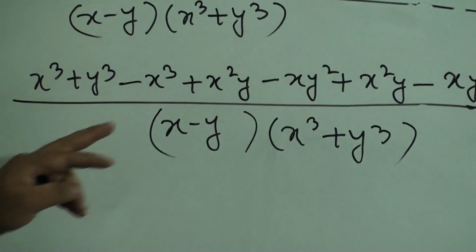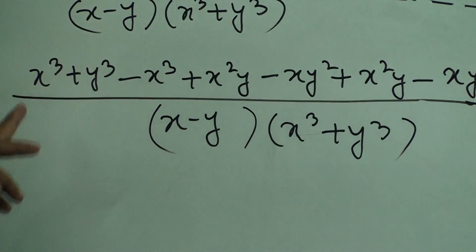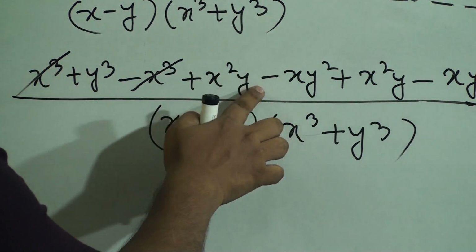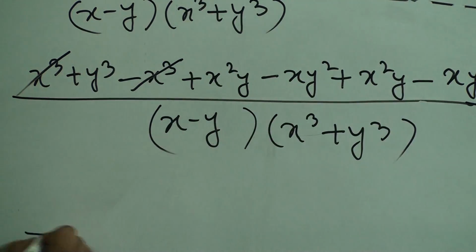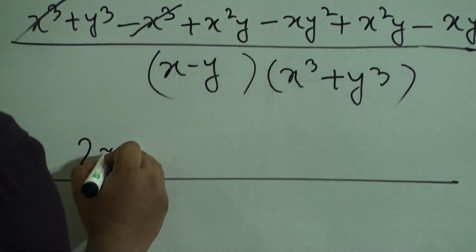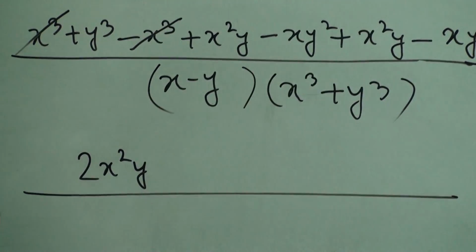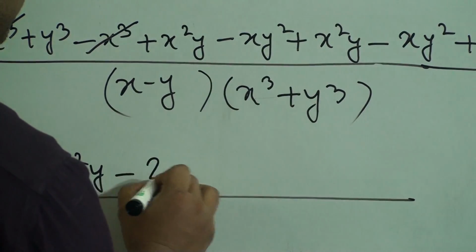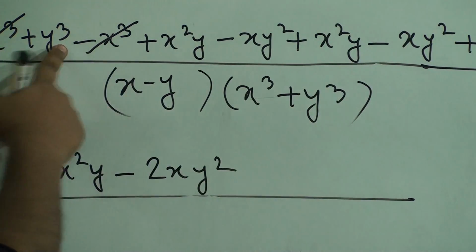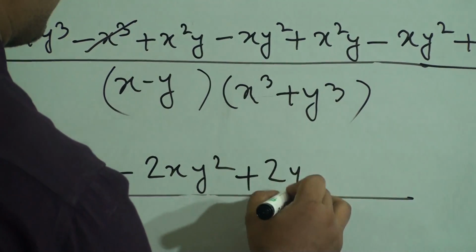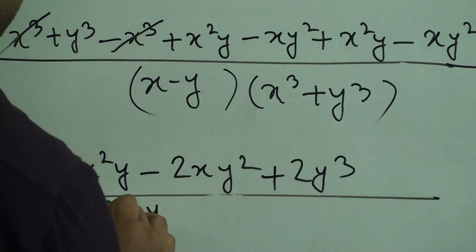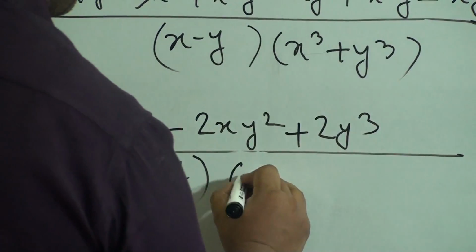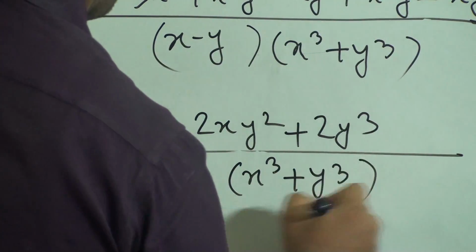Now dear student, please notice minus x cube and plus x cube both are cut, and here you notice x square y and x square y, that means here 2x square y, and here you notice xy square, that means it is minus 2xy square, y cube plus y cube, that means 2y cube. Now x minus y, and dear student, we write x cube plus y cube.